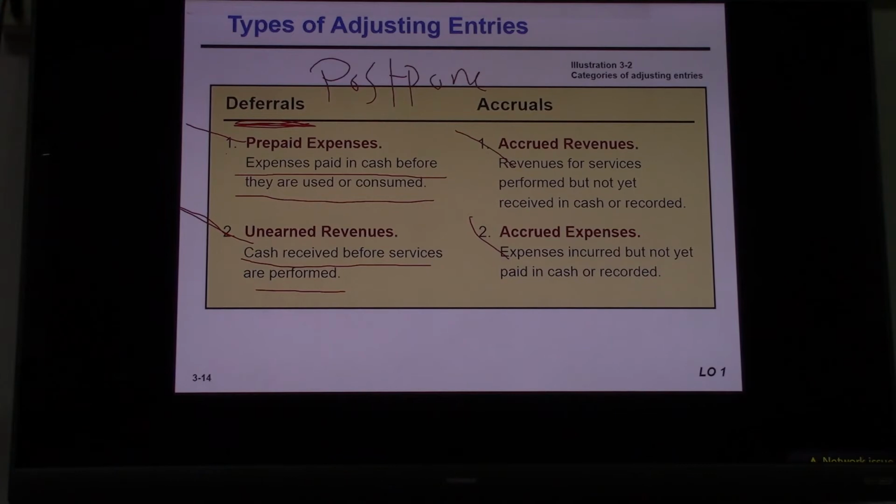The second category of adjusting entries is accruals, which have two subcategories: accrued revenue and accrued expenses. Accrued revenue mainly arises when the revenue is recognized for services performed but not yet received in cash or not yet recorded. So cash is not yet received and is not recorded. Accrued expenses are expenses incurred, expenses that happen, but not yet paid in cash or recorded.